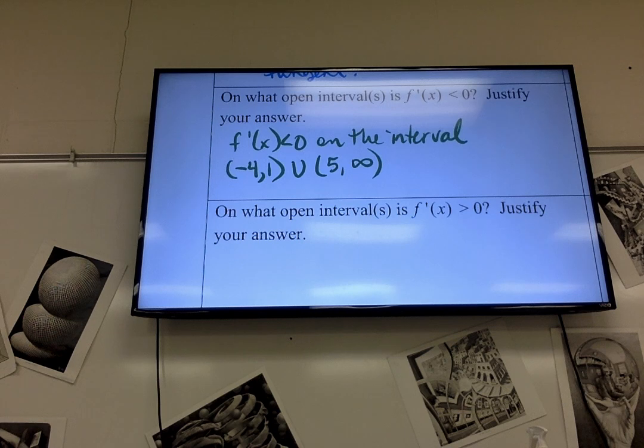So 5 to infinity, because f of x is decreasing. So that's our justification. And that's definitely going to take some getting used to. We're doing x's, not y's. We're not doing y anymore.